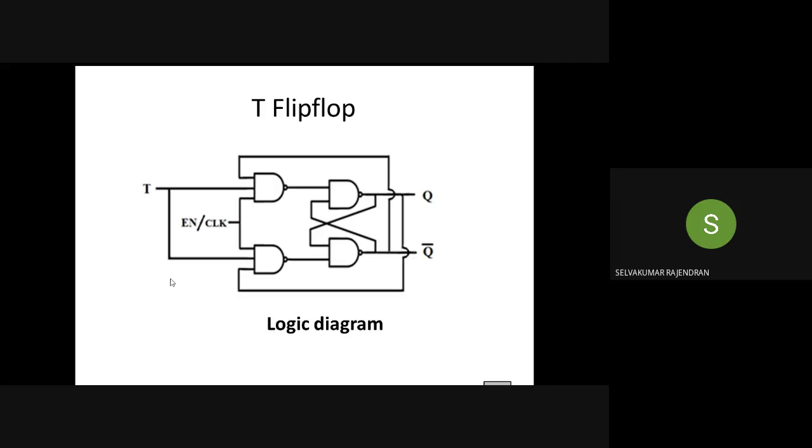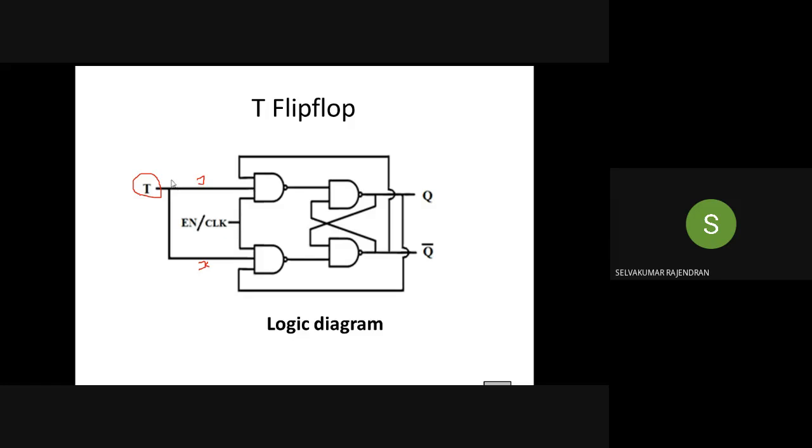So this is the schematic structure or logic diagram of the T flip-flop. There is only one difference. Instead of having two inputs J and K, here we are tying these two inputs together and providing a single input. Other things are the same. So the circuit operation is also similar to the JK flip-flop.